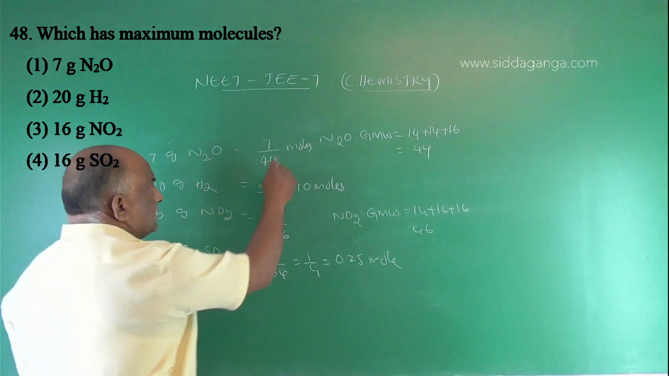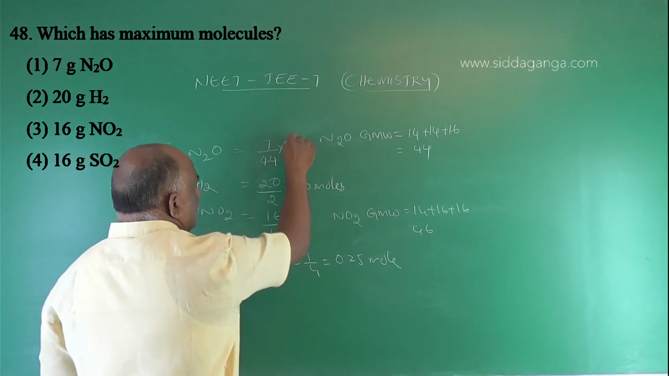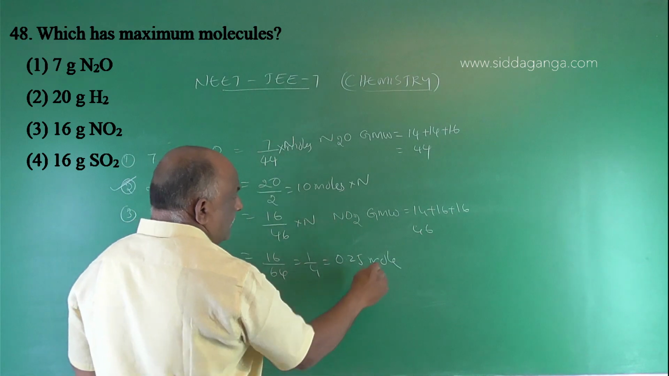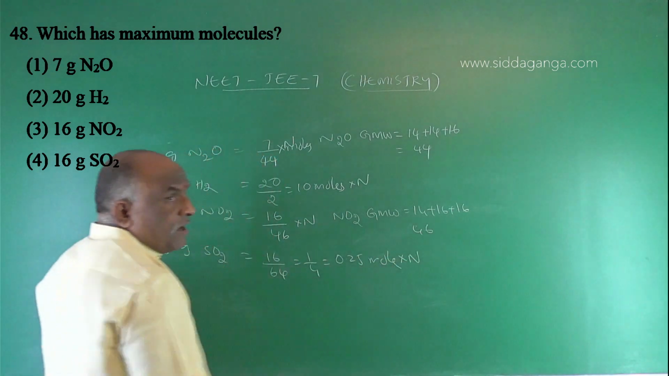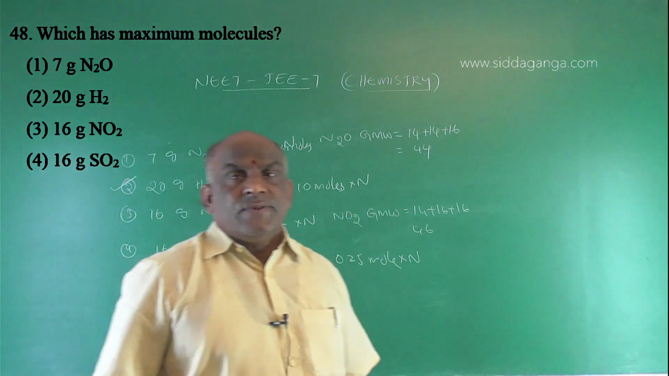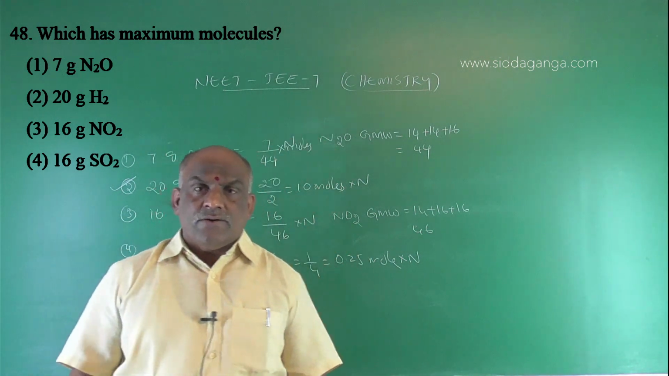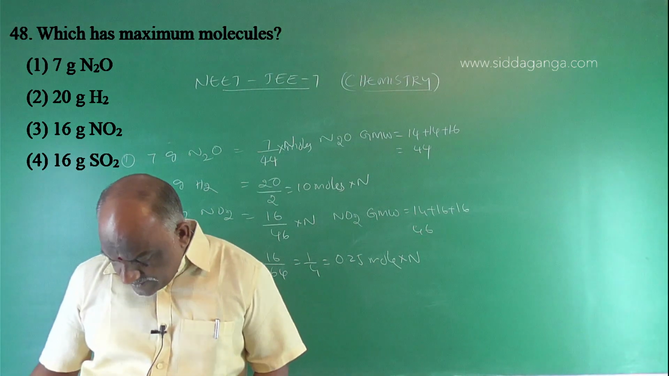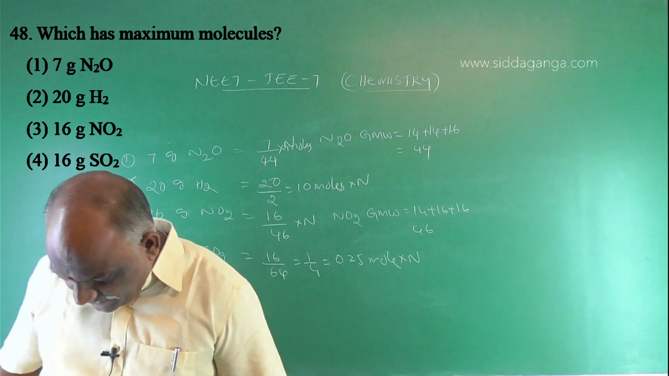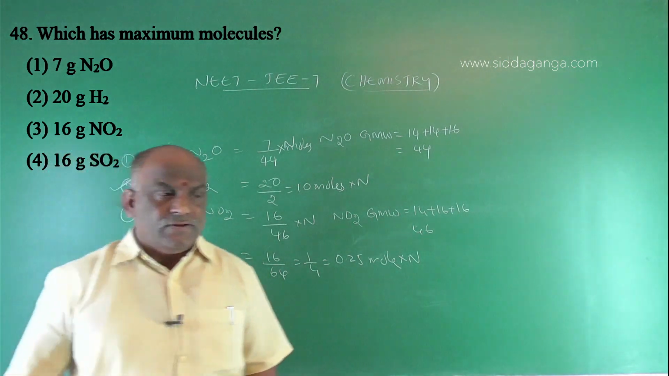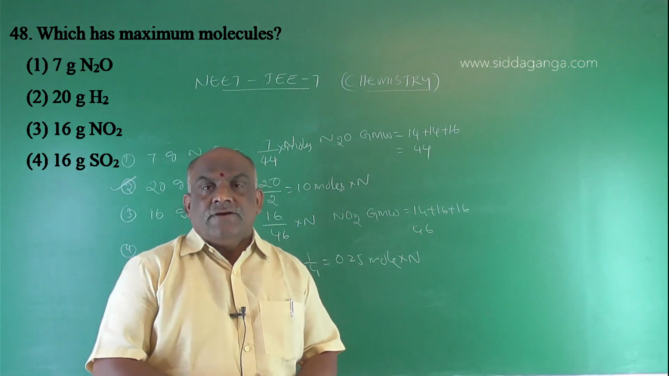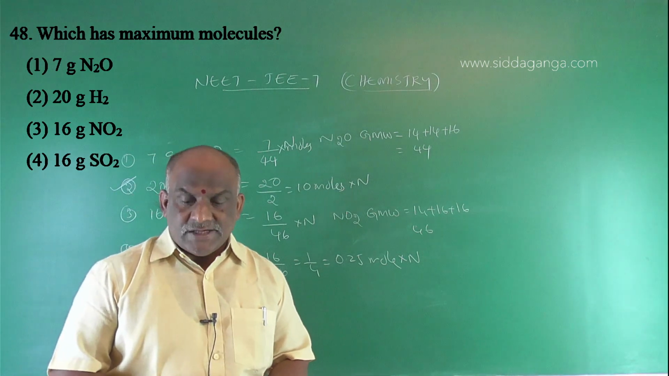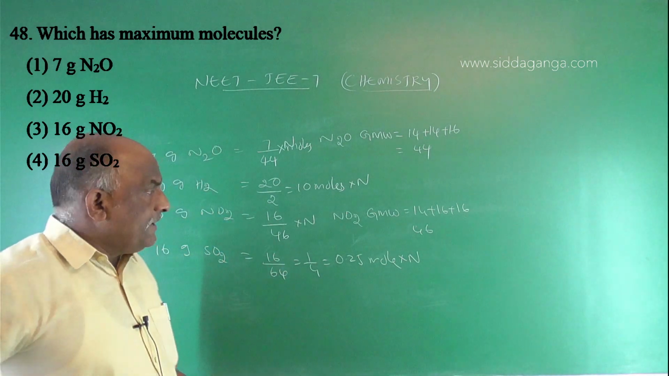For molecules, you should multiply the moles with Avogadro number, because the number of molecules is equal to weight by gram molecular weight into Avogadro number. You should multiply with Avogadro number, then we will get the right answer. So according to the options, the second option is the right one. 20 grams of H2 has the maximum number of molecules. And next one.